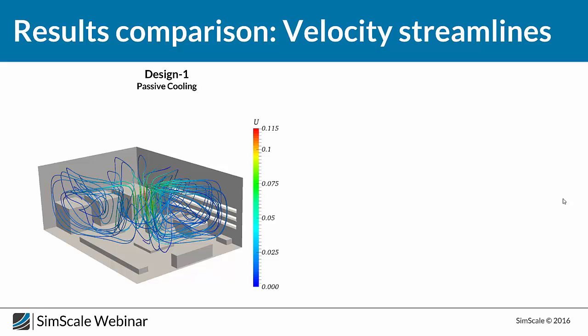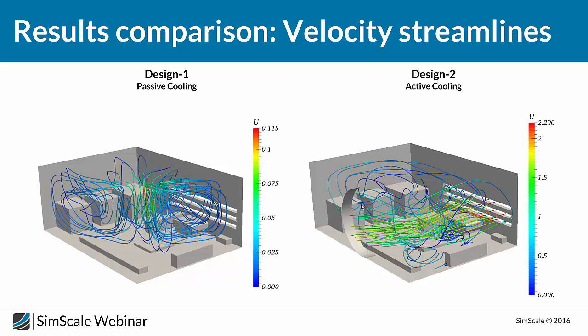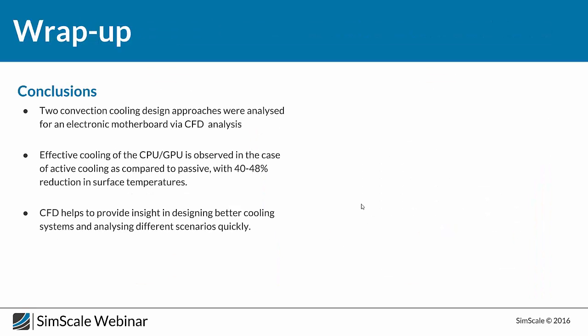And these are some fancy images of the streamlines, and you see for the passive convection case, the hot air is going up at the center, and it keeps recirculating as shown in the previous case. But in the next one, you could hardly see any particular recirculation patterns. It's just from the inlet to outlet. So I think we come to the end of it.